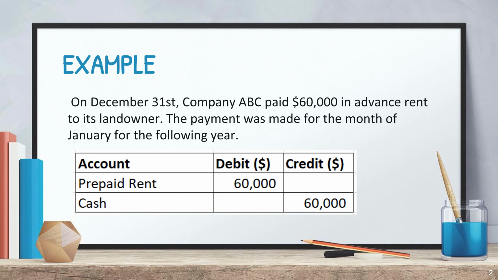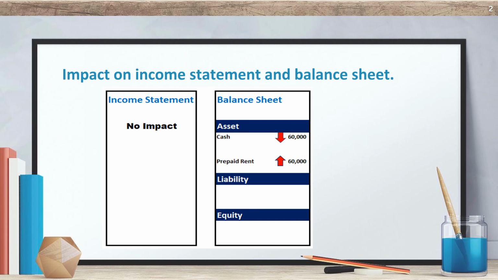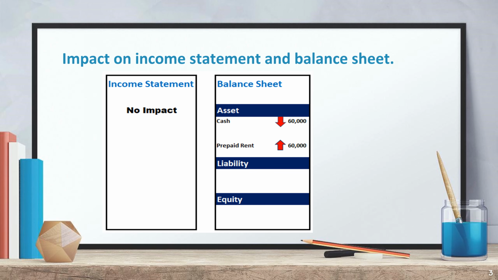By recording this journal entry, we are recognizing the advance rent payment as a prepaid expense, indicating that the company has paid in advance for future rent. Now, let's explore the impact of this transaction on the balance sheet and income statement.